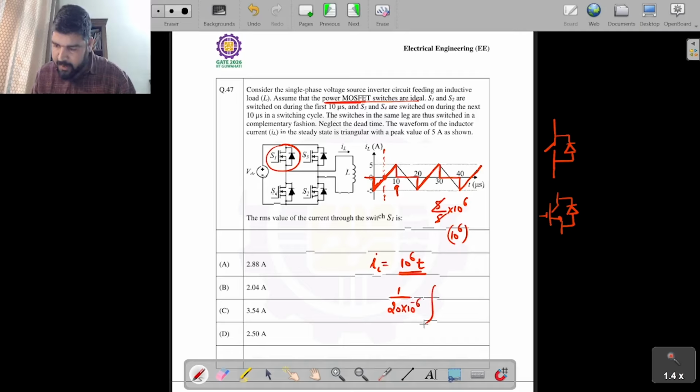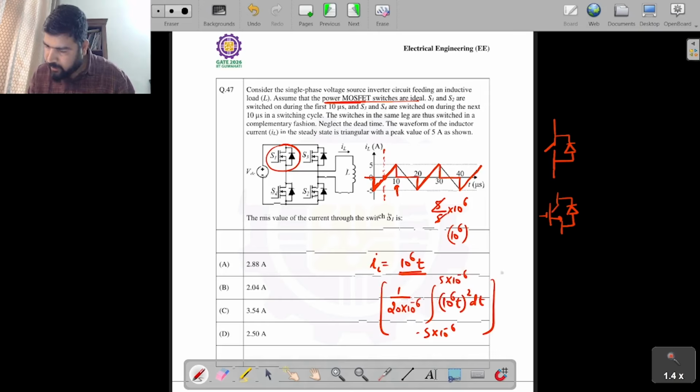So 1 by t integration, 0 to 10 microsecond. No, it's not 0 to 10, it's from minus 5 microsecond to 5 microsecond. So don't make such a mistake, because we have taken origin at this location. So I have to write from minus 5 microsecond to 5 microsecond, and take the square of this 10⁻⁶t and take the square of this dt.